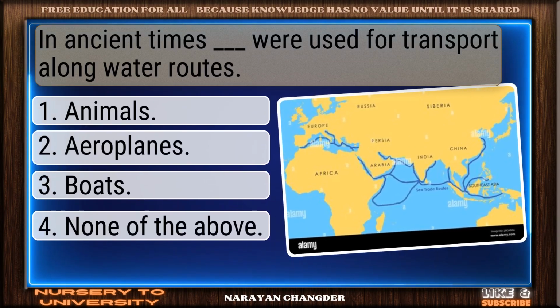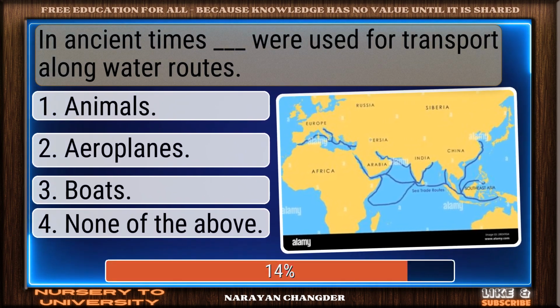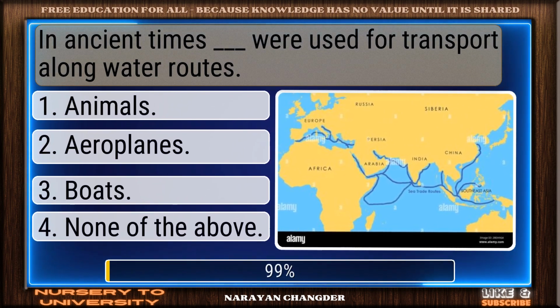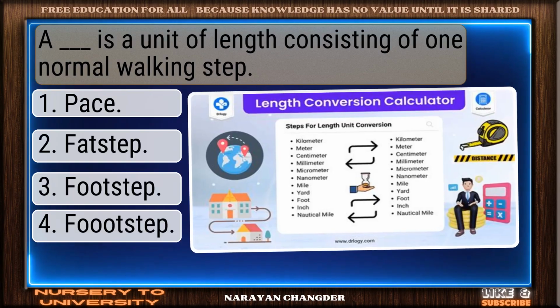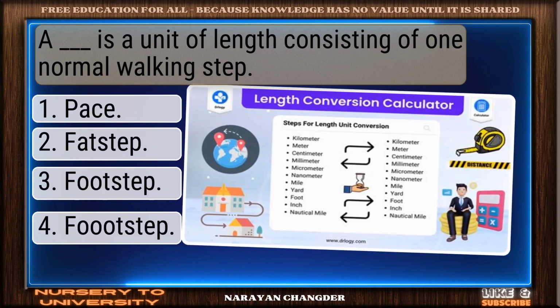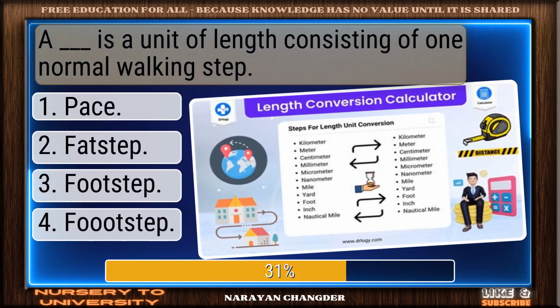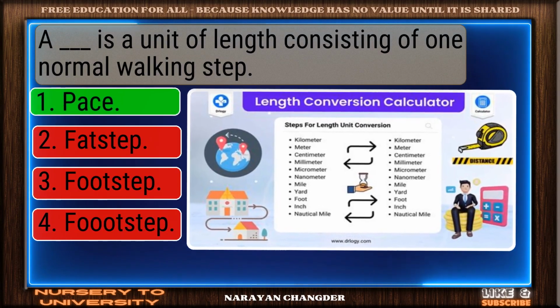In ancient times, dash were used for transport along water routes. Great job. Boats is the accurate answer. A dash is a unit of length consisting of one normal walking step. Correct. Pace is the right answer.